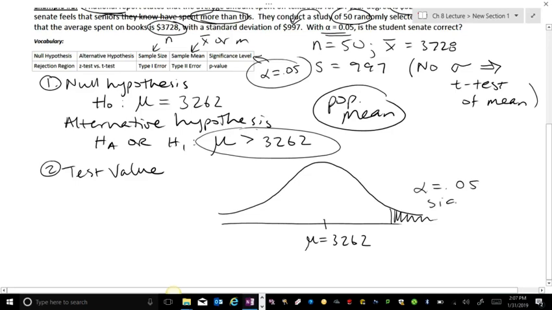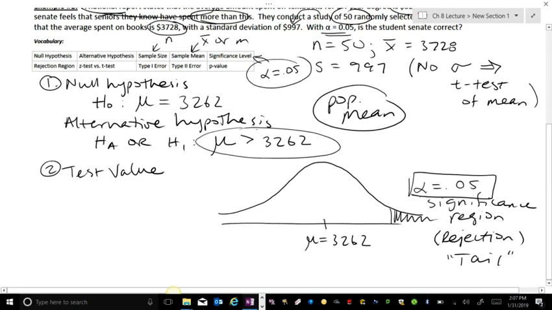So this is the significance region. There's actually a lot of names for this. So this is our significance region or our rejection region, also known as the tail. The area is 0.05. Remember, the area under the entire curve is 1. So we've got our mu set up there. I know that our sample mean was 3728, so x bar is 3728.